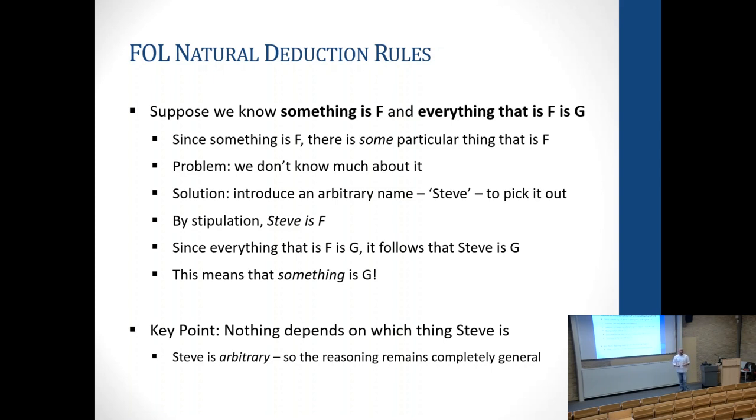Steve is an arbitrary name, and because it's arbitrary, this reasoning remains completely general. I could replace Steve with Alice, and the whole thing would go through. So before we go on, does everybody kind of get the grip on the reasoning here? And if not, that's okay, right? It's weird.